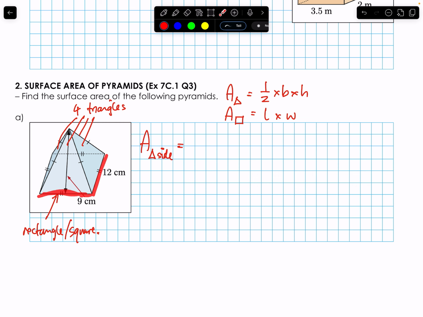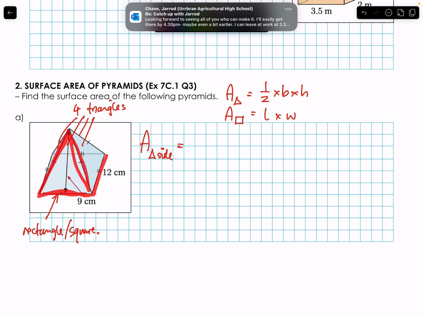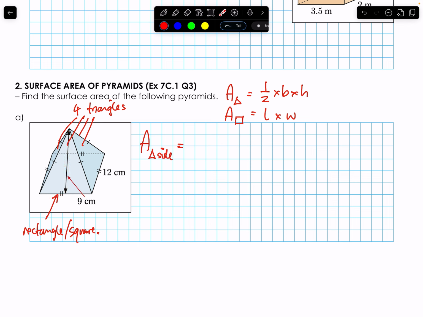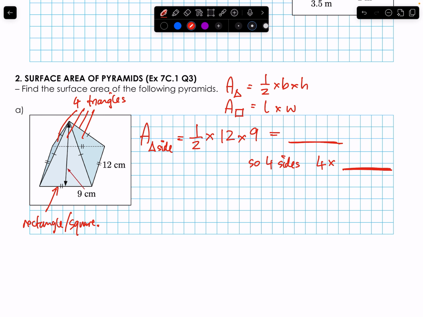So here we have a triangle. It's a bit wonky. But we know that the base is 12 centimeters and the height is 9 centimeters. So the area of the side is going to be 1/2 times the base, which is 12, times the height, which is 9. Use your calculator to find the answer to that. That is one side, right? So 4 sides will be 4 times whatever your answer was that you found for that line using the calculator. Okay, now we have to find the area of the rectangle.